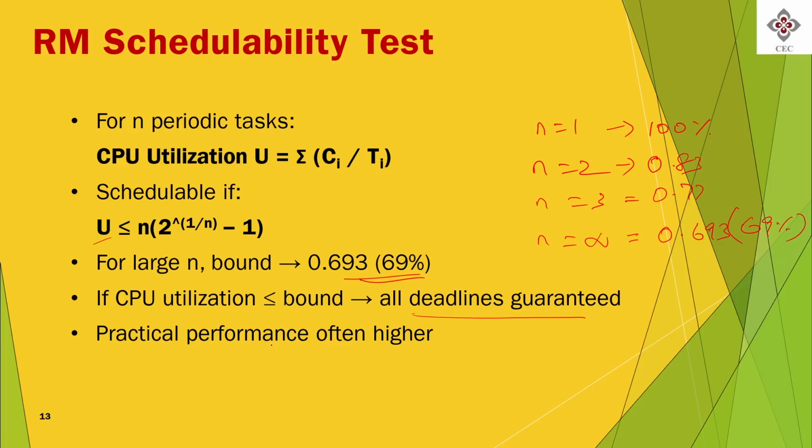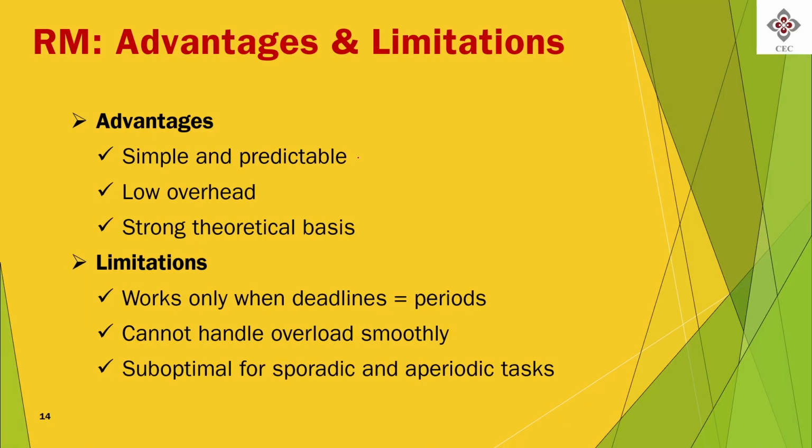So, practical performance is often higher if fixed values are given for priority and it is maintained throughout. That is the beauty of this algorithm. So, you will see the advantages. The algorithm is very simple and predictable. We can easily predict, because based on the number of tasks available and the period for each task, we can easily predict when this task will be completed, and it has low overhead and a strong theoretical basis.